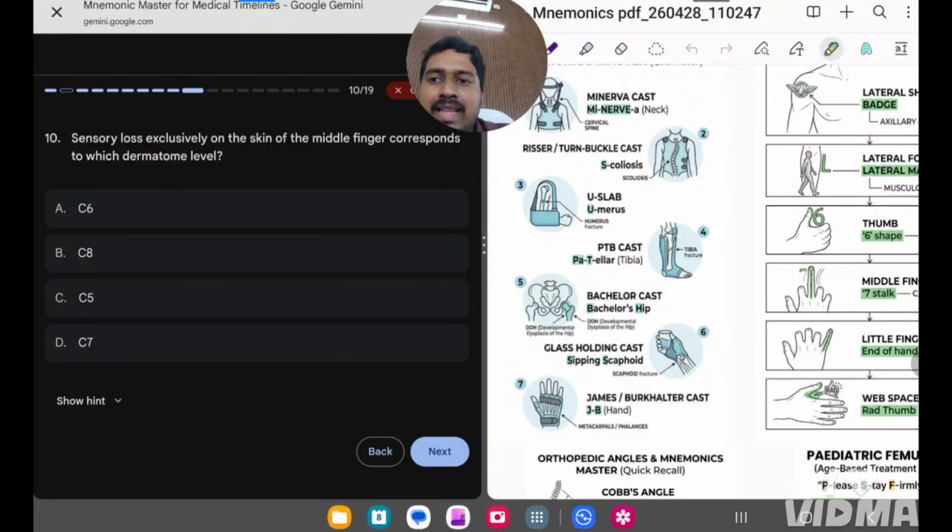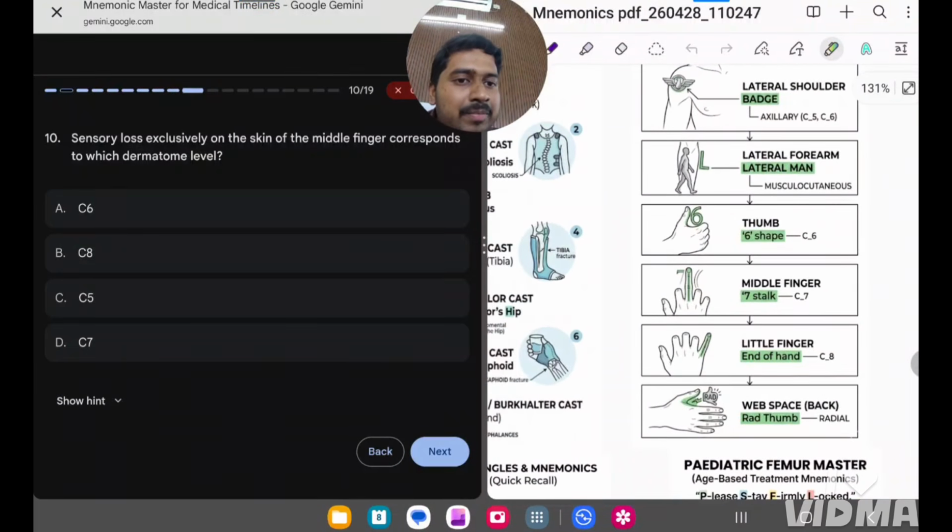Okay. Next, sensory loss exclusively on the skin of middle finger. This is basically dermatomal involvement, which has a mnemonic. So middle finger, it is like a stalk, right? So it looks like 7. You see on the image, it looks like 7. Whereas thumb looks like 6. See this? So thumb is actually C6. This is the dermatomal innervation.